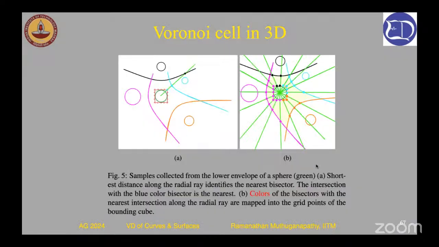Potentially, yes. Since we are using the lower envelope, and the bisectors between two spheres are known to be hyperbolas, we can leverage some hyperbolic equations to do this. But in general, if you take two surfaces, the bisector is non-rational.